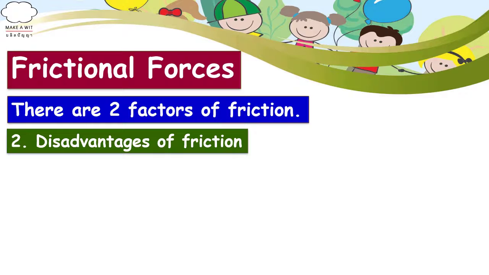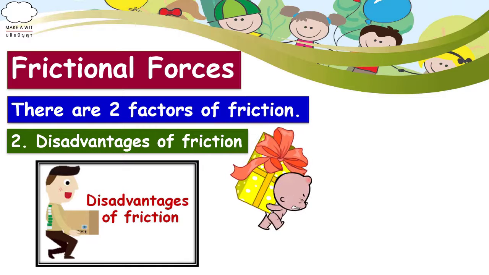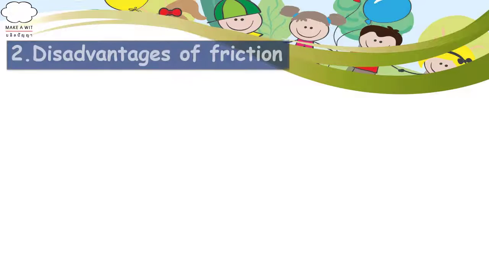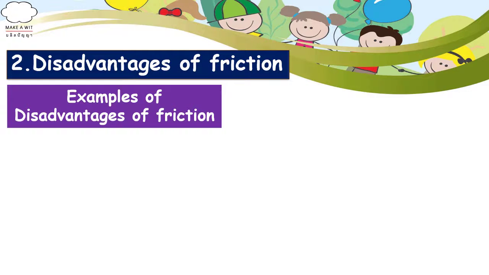Okay, next, the disadvantages of friction. What do you mean by disadvantage? Disadvantage means bad, it is not useful. It's bad, it's a trouble. So it is a disadvantage. Look at the pictures. Oh my god, I'm not happy. It's very heavy. Okay, for examples of the disadvantages of friction.